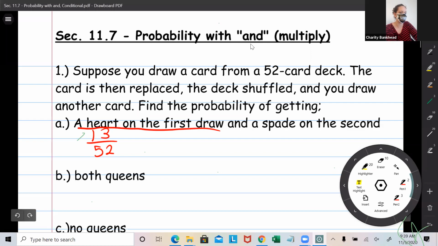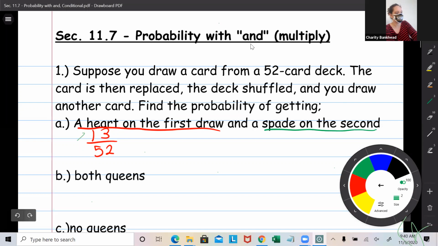So you get a heart and then you put it back and then you draw another card. And you want to see what's the probability of that one being a spade. There's also 13 spades, so that would be 13 out of 52, and we know that's going to reduce to 1/4 times 1/4. You can put this directly into your calculator, but it's pretty easy to do without, in my opinion, because that's just going to be 1/16.